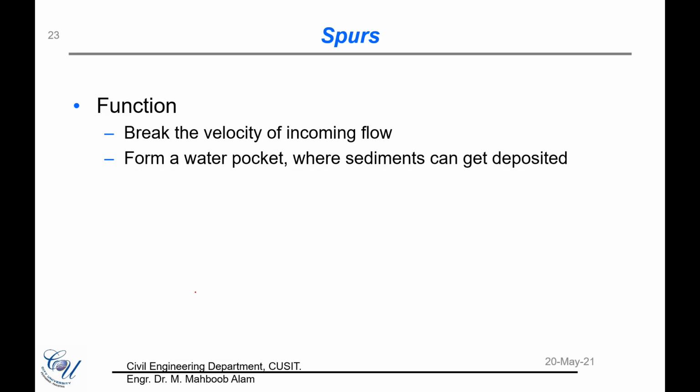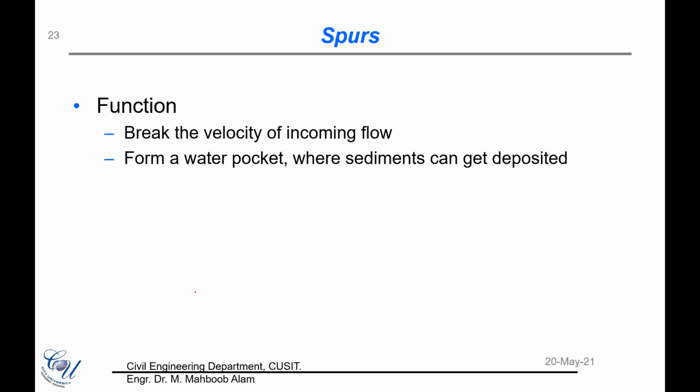The main function of the spur is to break the velocity of incoming flow, because if there is a curve in the river, usually we do see that inside of the curve the velocity of water would be greater as compared to the velocity of water on the outside of the curve. So we need to break this velocity, and as I said earlier, this is installed before the diversion headwork, quite some distance before the diversion headwork.